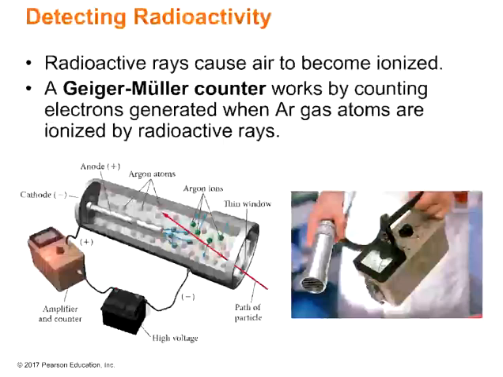Another way to detect radiation is using something called a Geiger counter or a Geiger-Müller counter. And one of those counters is shown off to the right.